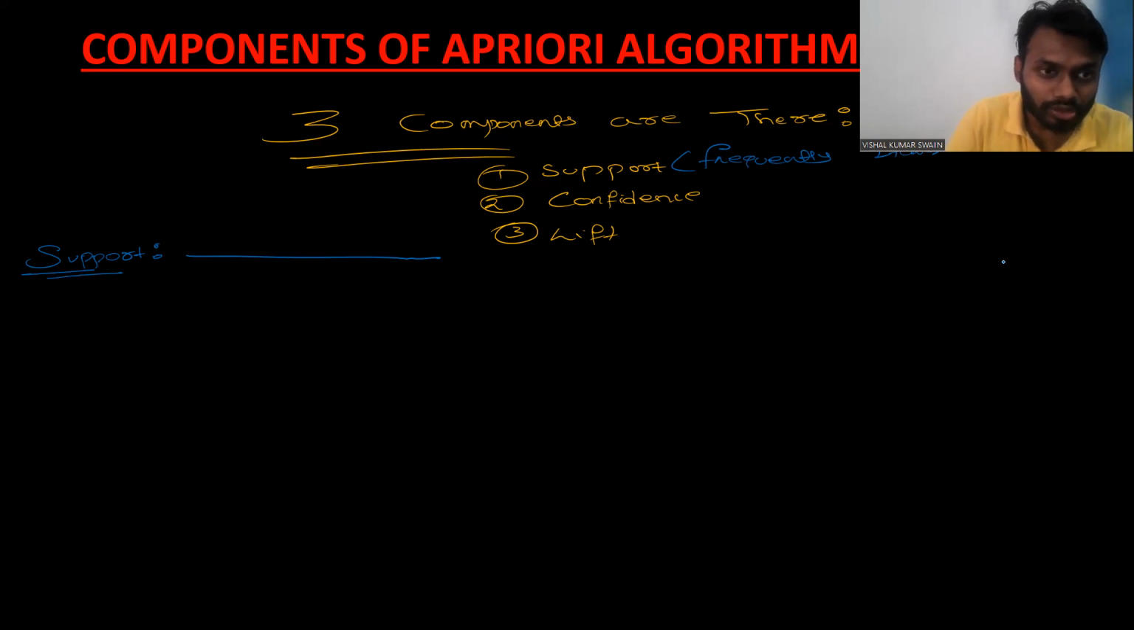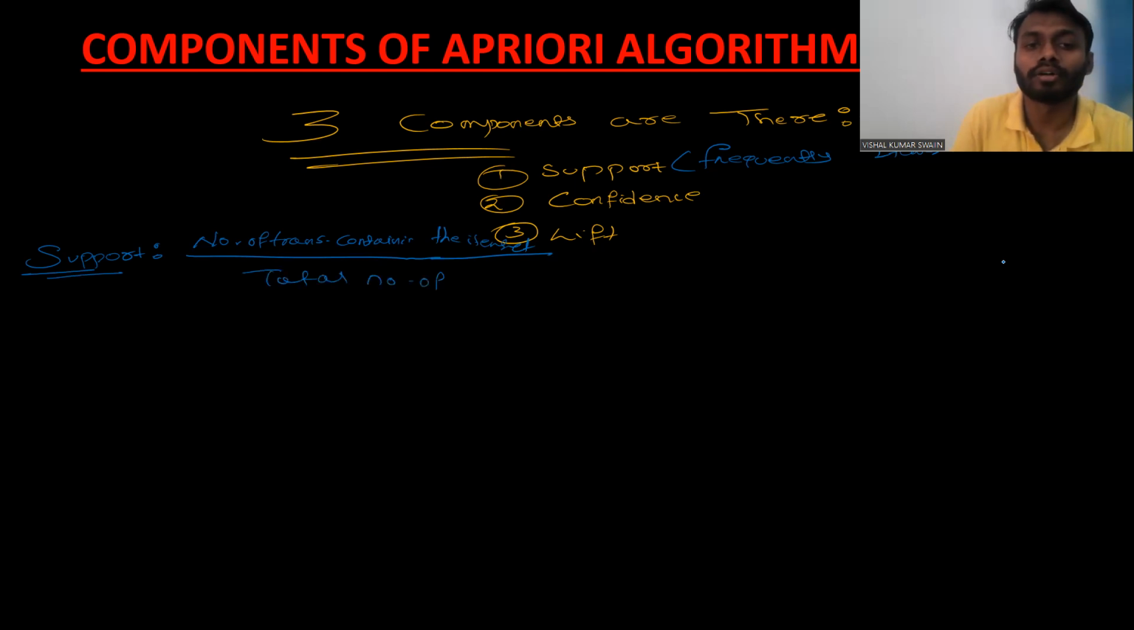So here you have to write the number of transactions containing the item set divided by the total number of transactions. This is the formula for the support. Clear? Now, what about the confidence part?